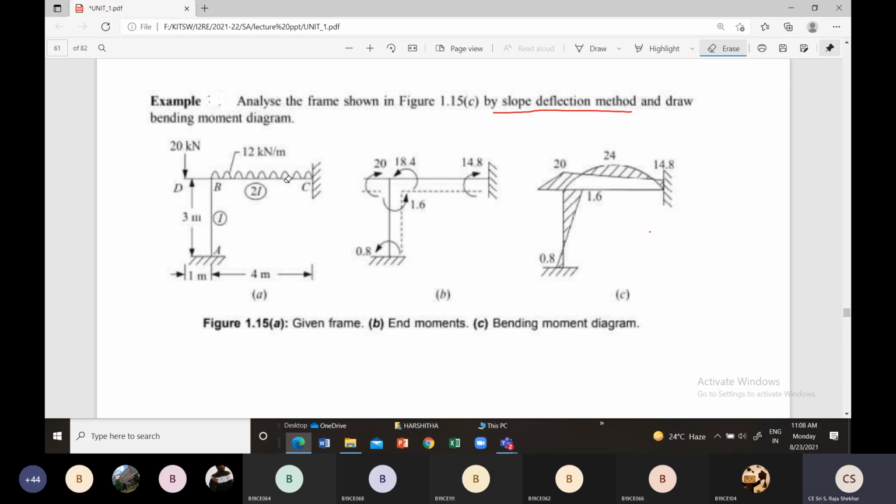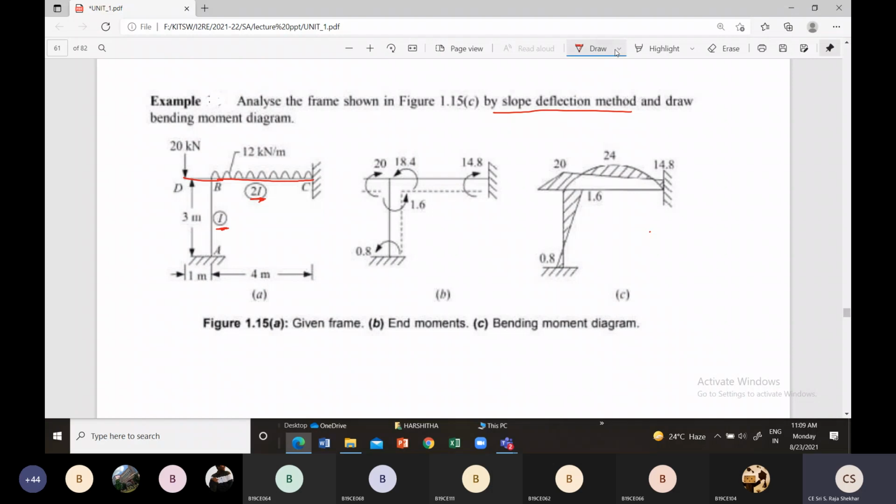So if you see this loading, this is the vertical load for this beam. A vertical load of 20 kN is acting on this beam. A uniformly distributed load of 12 kN per meter is acting. The moment of inertia is I, and the moment of inertia is 2I. Everything is the same, but everything is different. The material property is different. Loading is also not symmetrical, but the horizontal movement is restricted by this support.